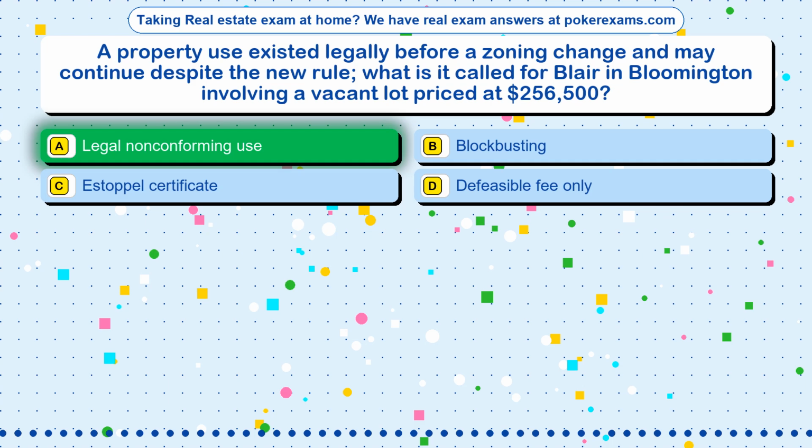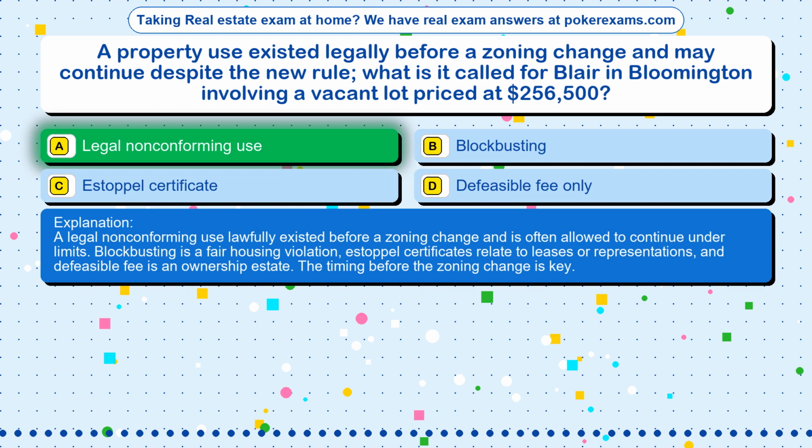The correct answer is option A. Legal non-conforming use. A legal non-conforming use lawfully existed before a zoning change and is often allowed to continue under limits. Blockbusting is a fair housing violation, estoppel certificates relate to leases or representations, and defeasible fee is an ownership estate. The timing before the zoning change is key.